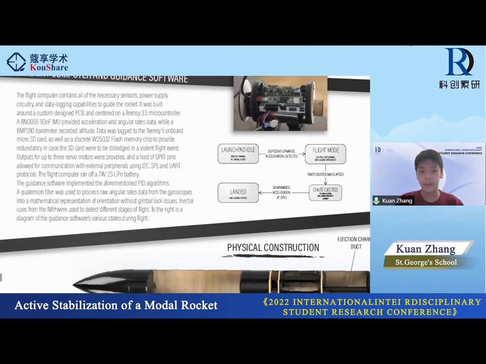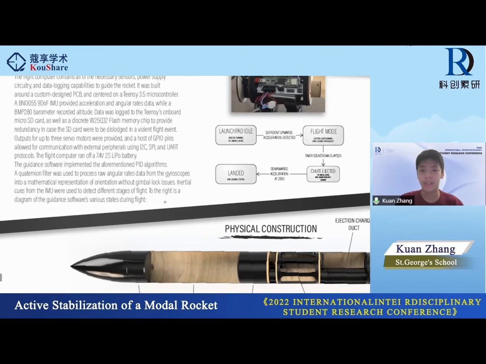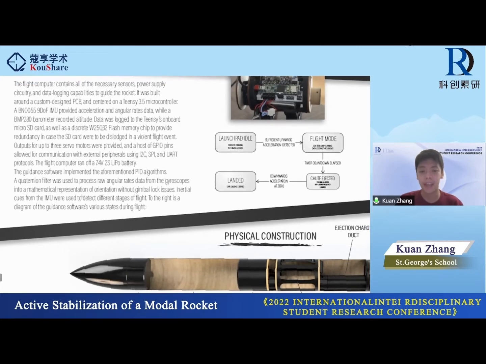A quaternion filter was also used to process raw angular rates data from the gyroscopes into a mathematical representation of orientation without gimbal lock issues. Gimbal lock is something that Euler angles will suffer from, and this is usually pretty disastrous in such an application. Inertial cues from the IMU are used to detect the different stages of the flight.